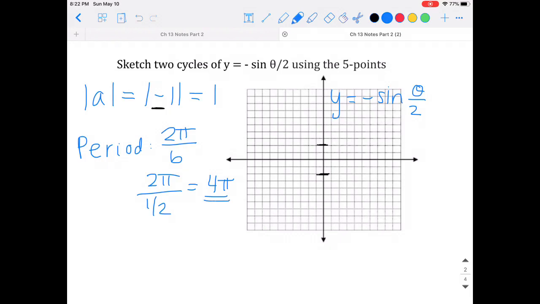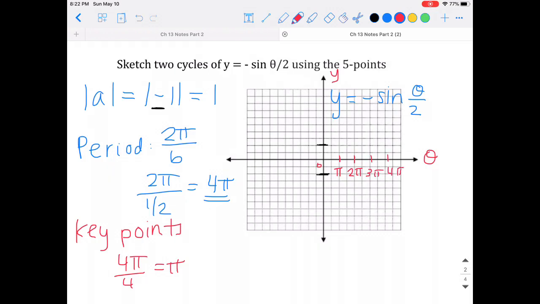To figure out our intervals, where our key points are going to be, we divide that by 4. So 4 pi divided by 4 gives us intervals of pi. So along our theta axis, we're going to be increasing and decreasing in intervals of pi. So from 0, our first point is going to be pi, add pi to get our second point, 2 pi, 3 pi, 4 pi, and so on. We're going to do the same thing in the negative direction. So we have negative pi, negative 2 pi, negative 3 pi, and negative 4 pi.